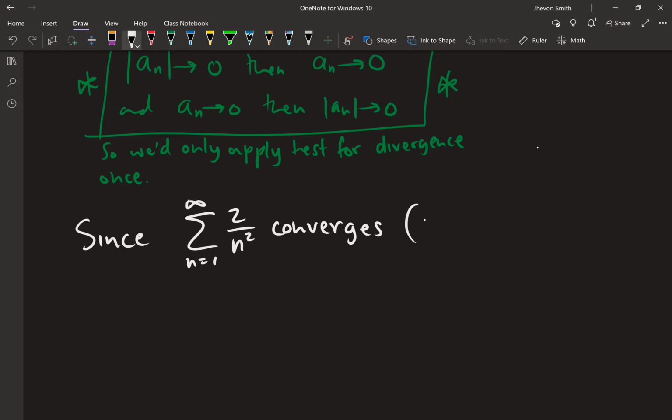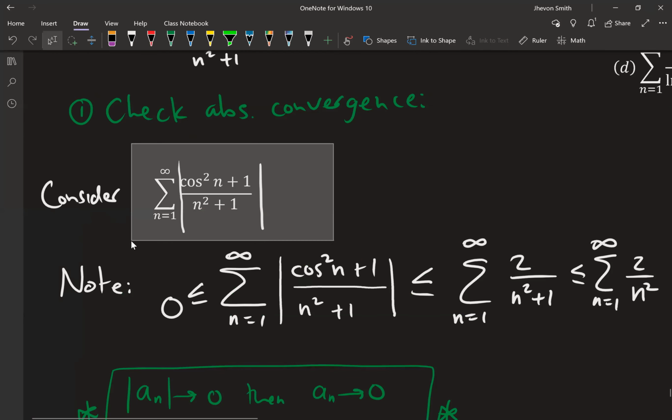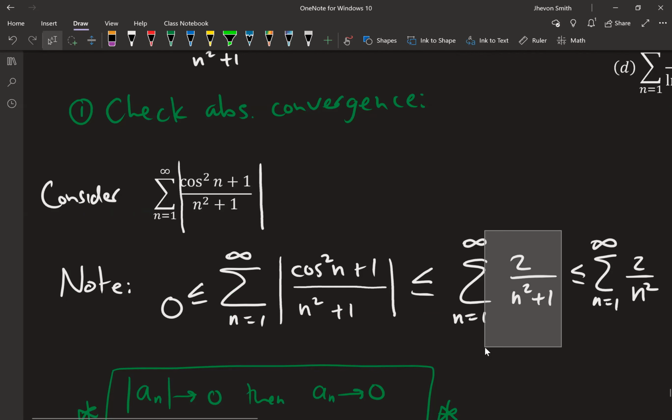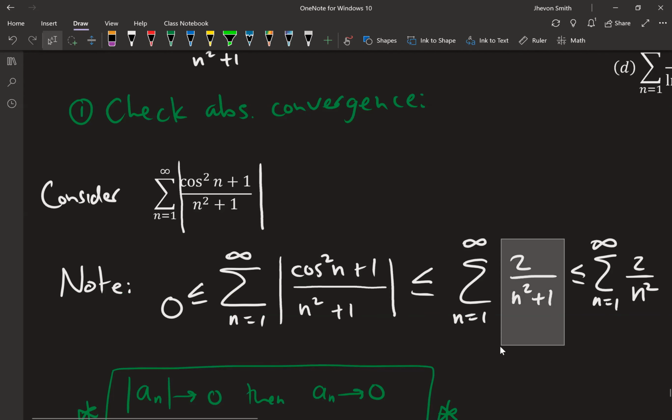Right, it's a p series with p equals 2. Can I scroll back up? So step 1 is to check absolute convergence, meaning I put absolute values around it. Then I'm like, hey, there's a trig function inside those absolute values. It must have a maximum value that it can be. So I did that. I replaced the cosine with 1 and I get this.